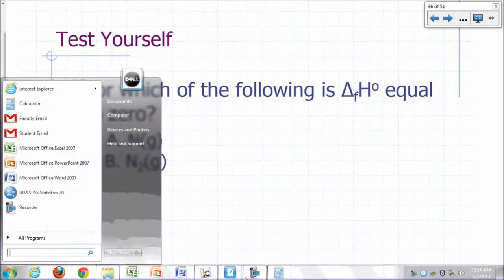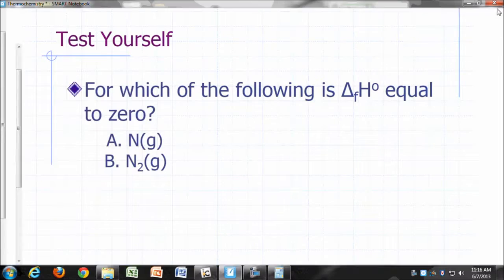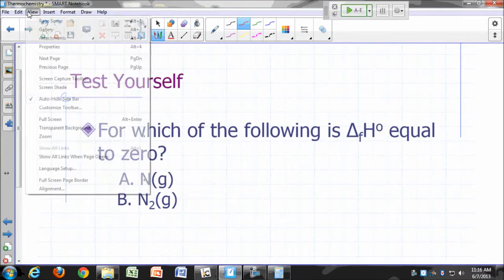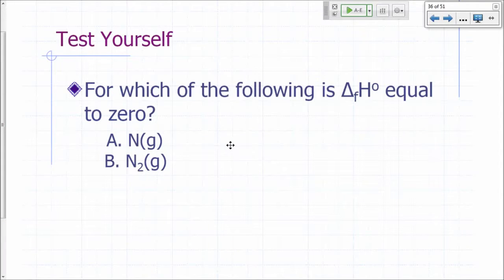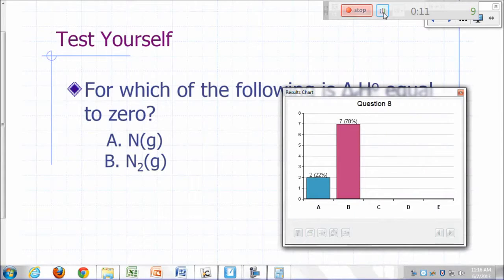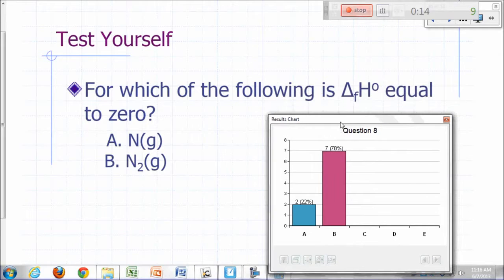I lost my clicker again. Ready? Let's see how we're doing. B is a popular answer. You have a chance to change your answer before I close it.